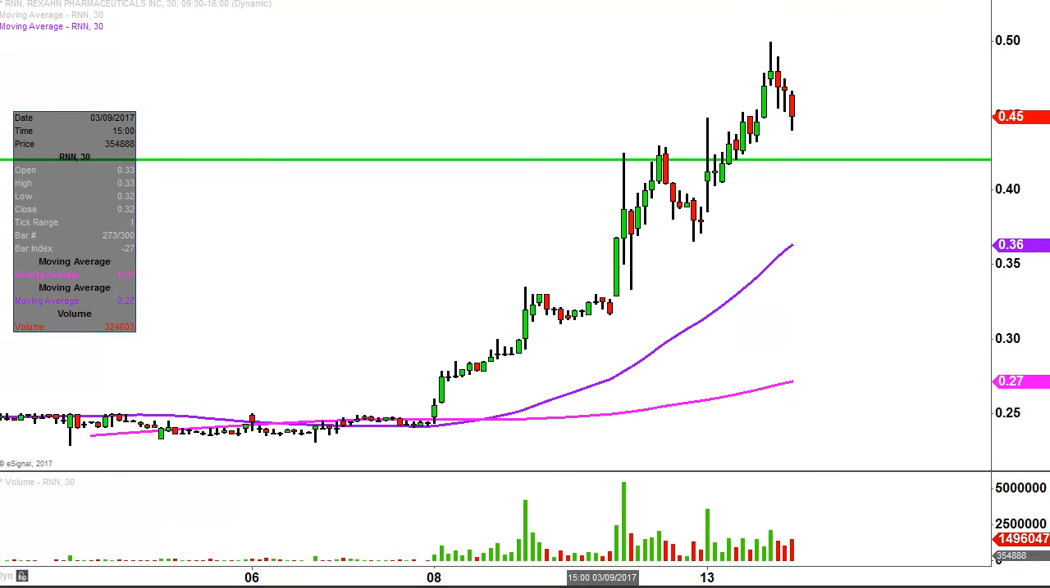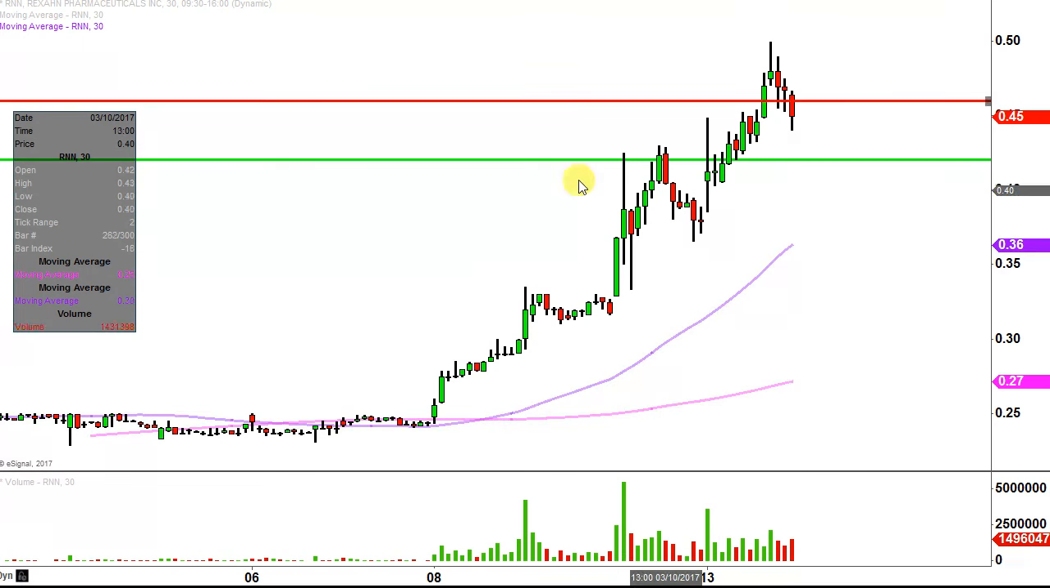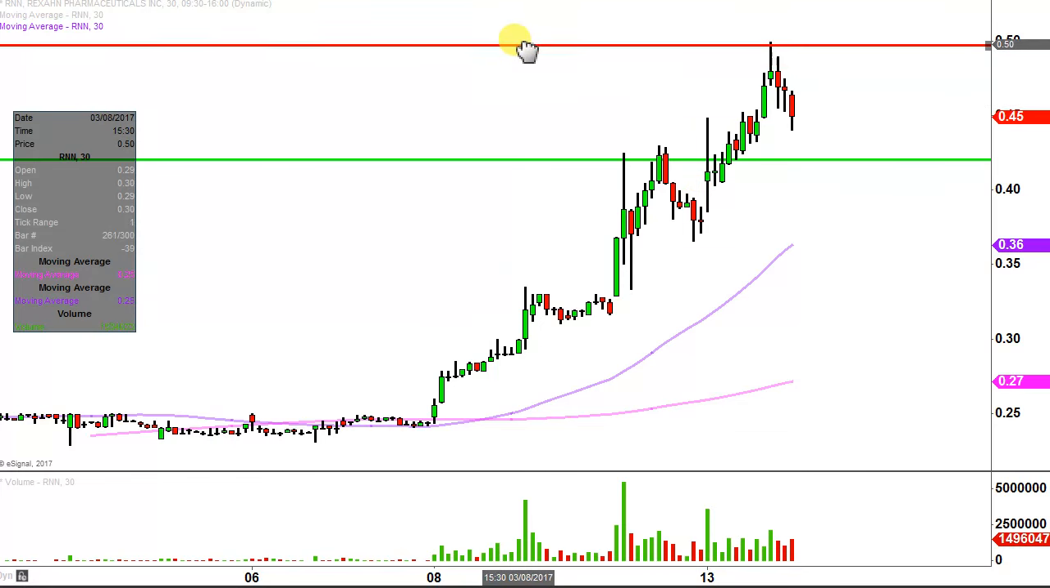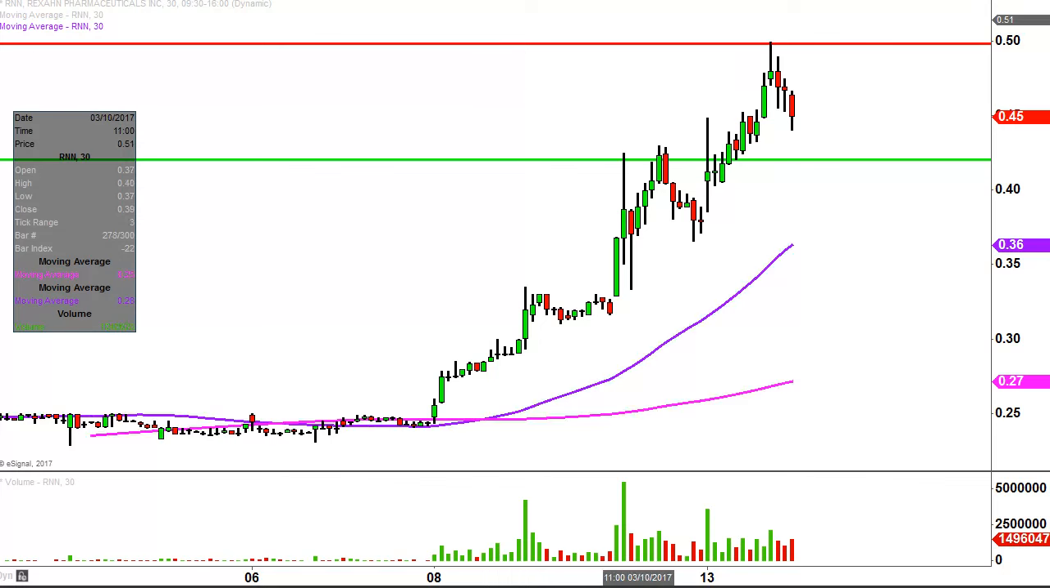What about levels of resistance? At this point in time, I'm just going to talk about one, and I think I've mentioned this in the past, but it still holds true, and that's up there at 50 cents. That is where the party finally stopped today.